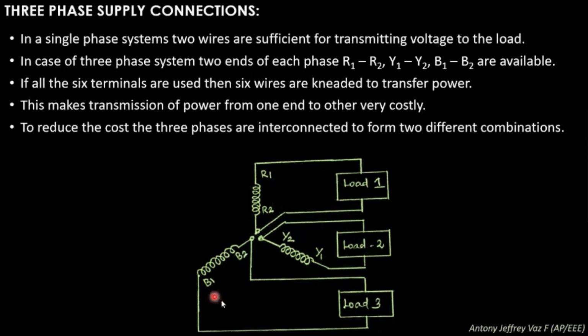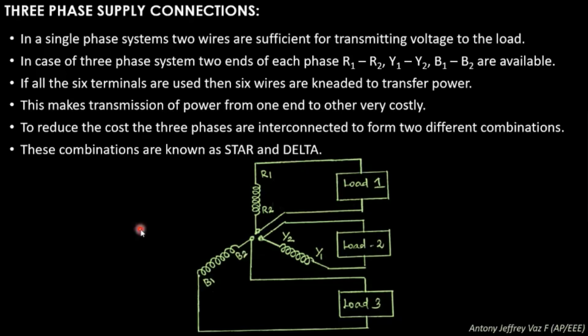It is formed by interconnecting these R1, R2, Y1, Y2 and B1 and B2 into two different combinations. While connecting these six wires in two different combinations, we have two things: one is known as star connection and another one is delta connection. These six wires can be interconnected in the form of a star as well as delta. So today we will be seeing how a star connection is performing and what are its equations. Similarly, how a delta connection is made and what are all its equations related to the voltage and current parameters. Star connection.